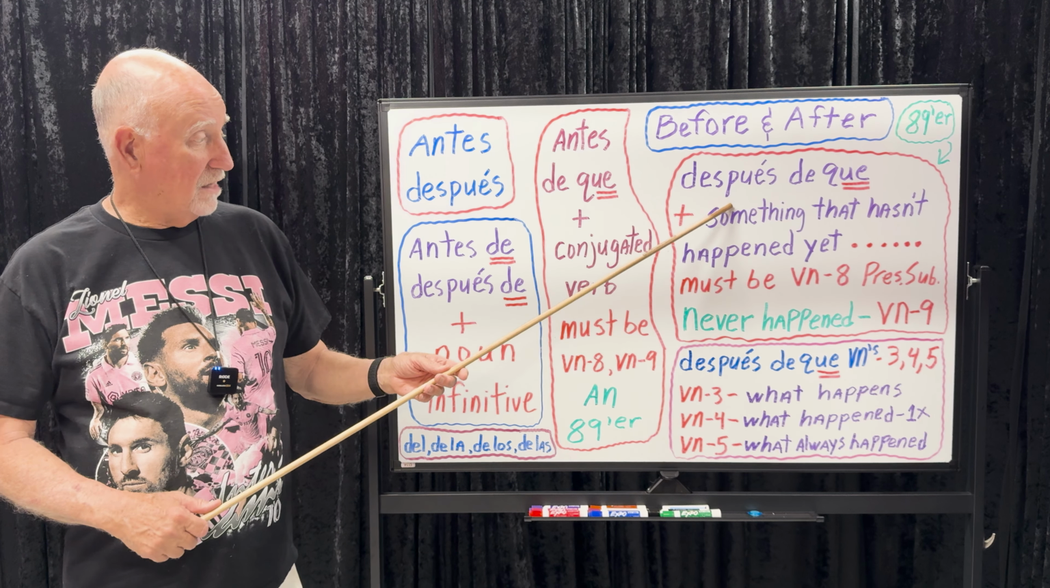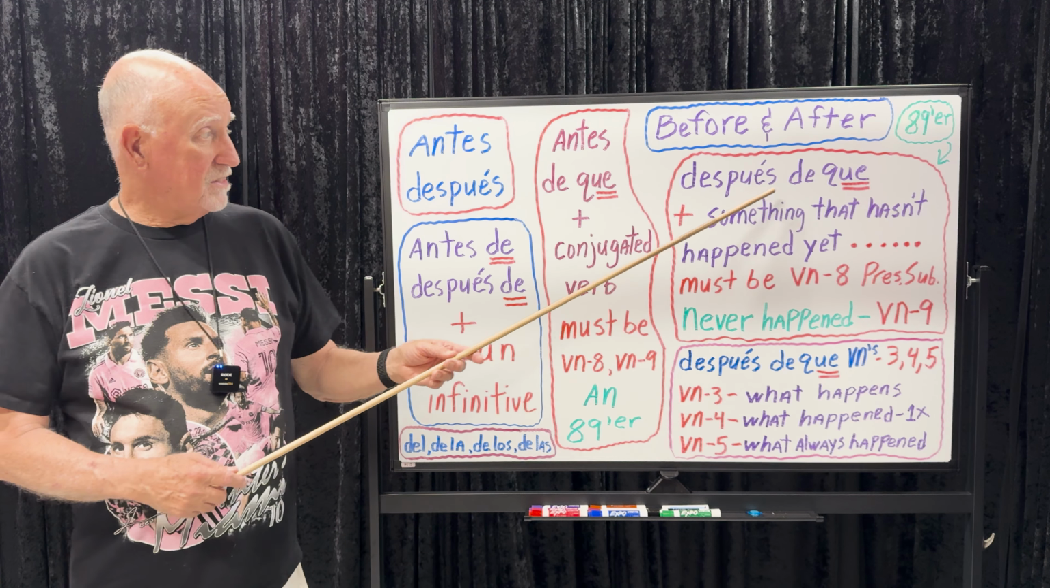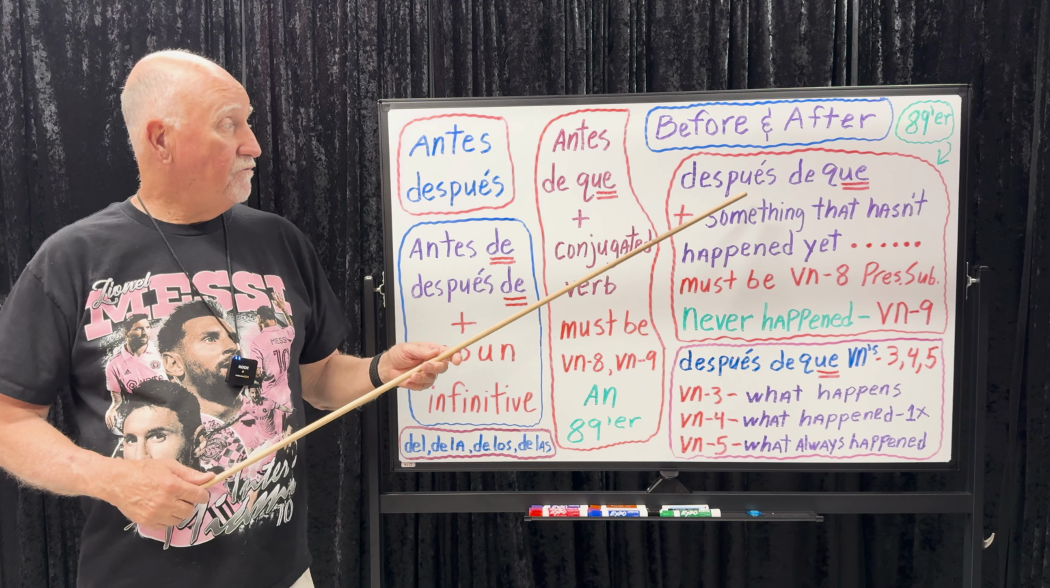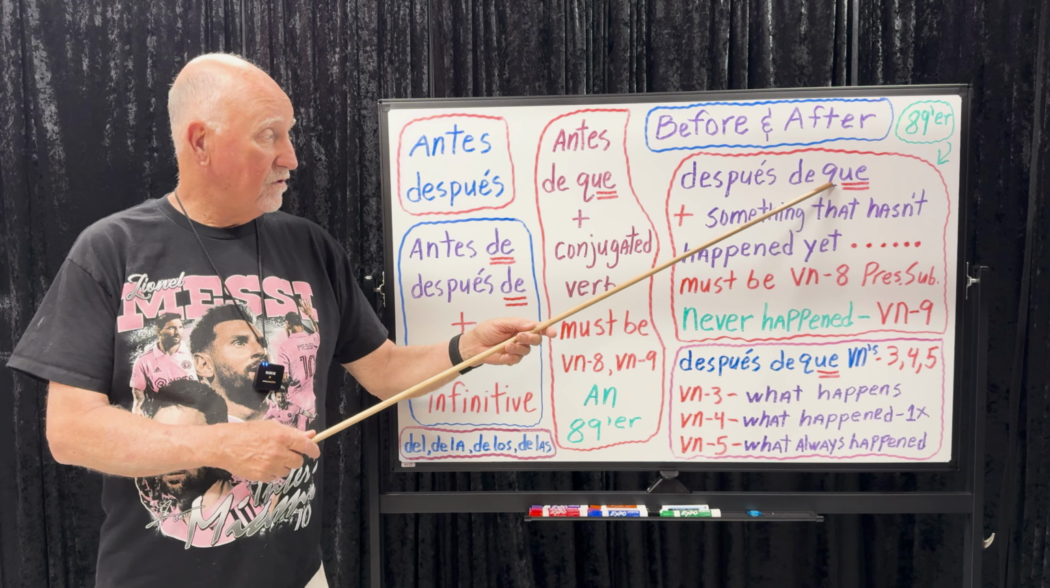Now después de que, we've got two major clusters. Después de que plus something that hasn't happened yet, like after I graduate from college, after I get home tonight, after I call you, after I earn enough money. If you're talking about after plus something that has not happened yet, we're going to go with the verb number eight, present subjunctive, okay? If you're using después de que plus something that never happened, you're going to go with verb number nine.